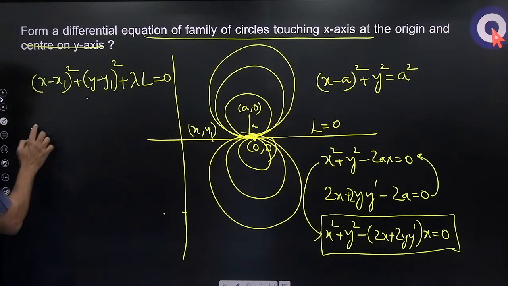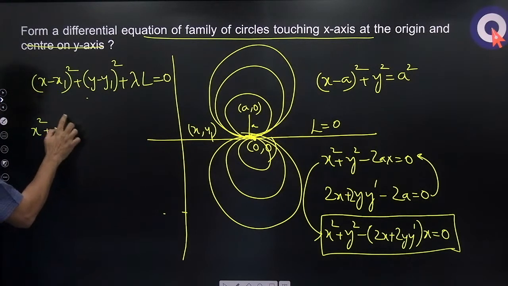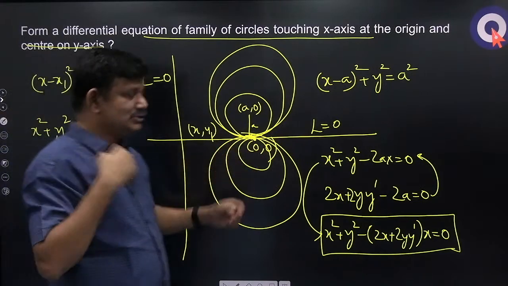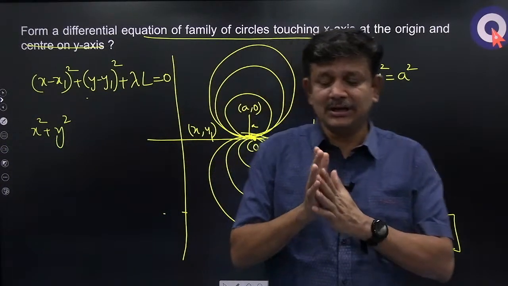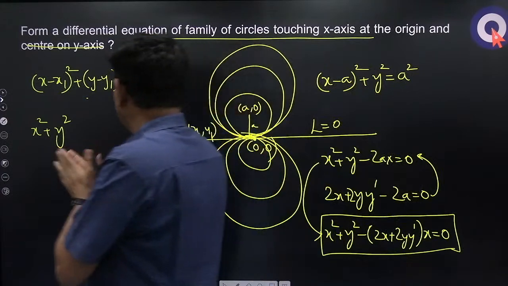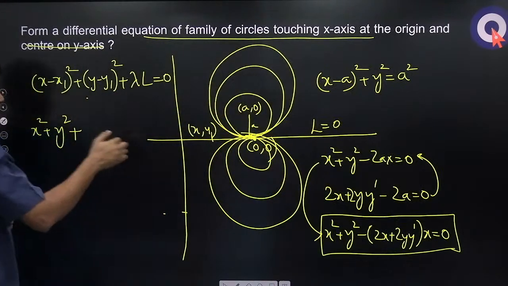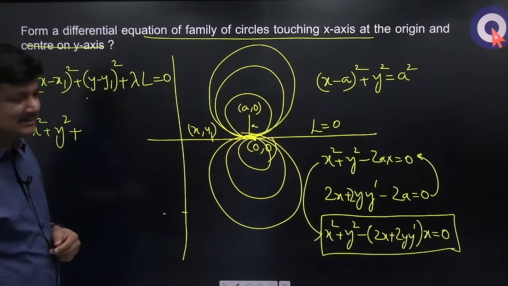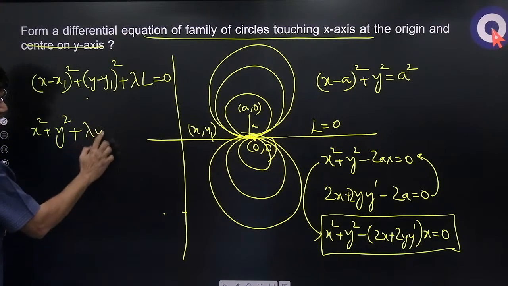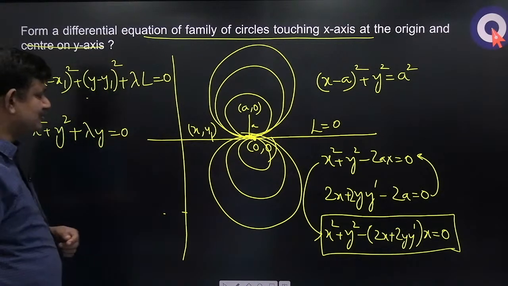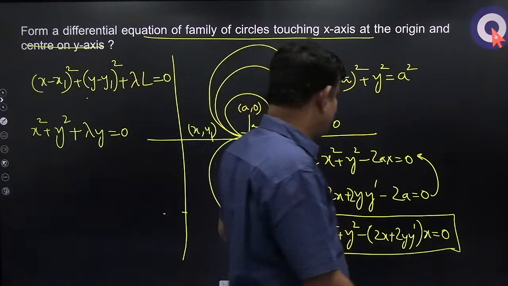In this case, point is simple, x square plus y square. Point is origin. So, what is that point circle? x square plus y square is equal to 0. And what is the line? X axis. X axis is y is equal to 0. So, x square plus y square plus lambda y is equal to 0 is how you can write the equation.